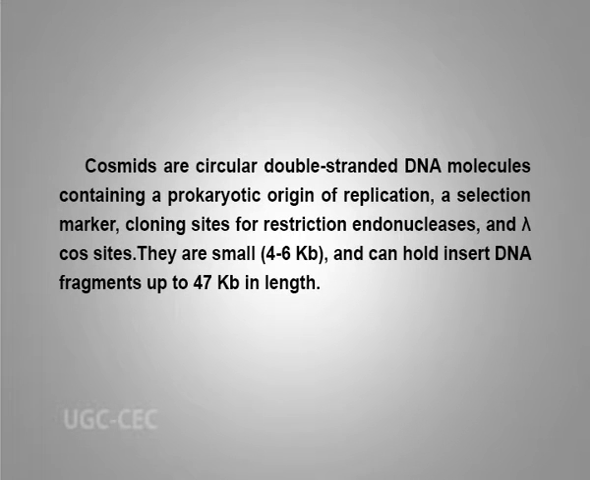Due to its large size, lambda-based vectors cannot carry large DNA molecules. The cos sites of the phage DNA are used along with a plasmid to generate a hybrid vector called cosmids. Cosmids are circular, double-stranded DNA molecules containing a prokaryotic origin of replication, a selection marker, cloning sites for restriction endonucleases, and lambda cos sites. They are small, around 4 to 6 kilobases, and can hold insert DNA fragments up to 47 kilobases in length.